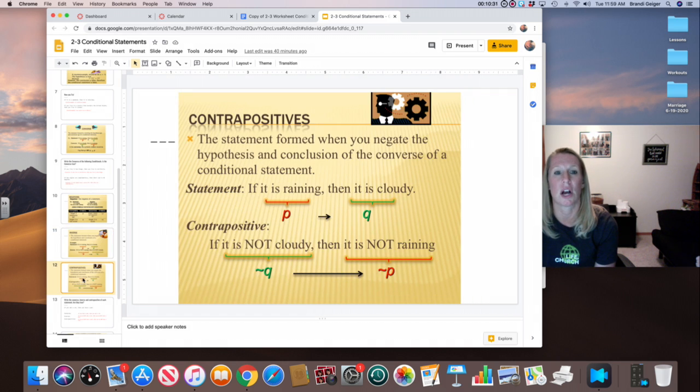Then there's the contrapositive. So converse and contrapositive both start with CON. So the contrapositive takes the converse and negates it. So you flip it and you add the nots. So my original statement says if it's raining, then it's cloudy. I've got to flip it and add the nots. If it's not cloudy, then it's not raining.